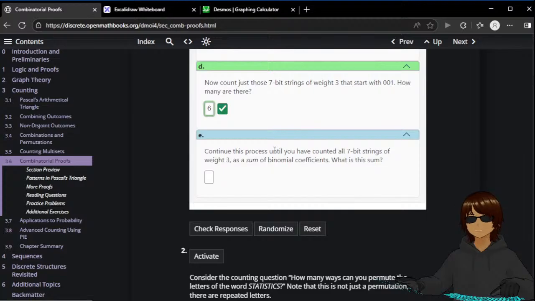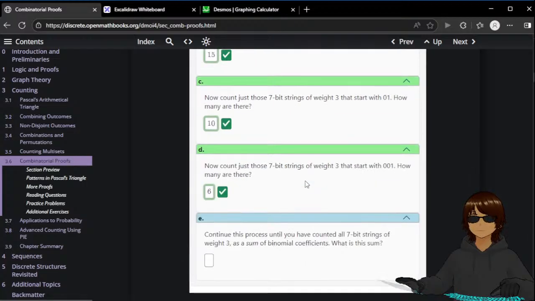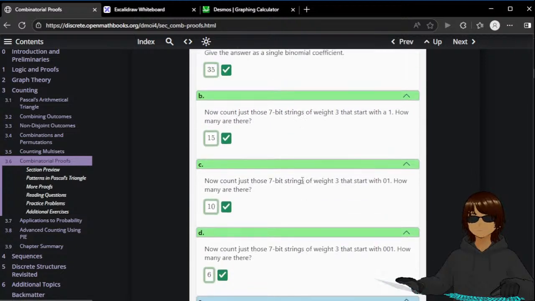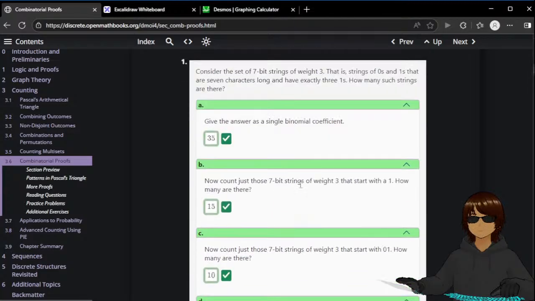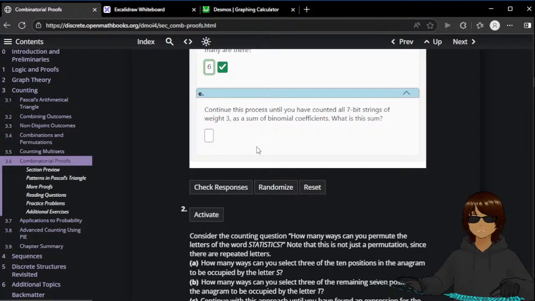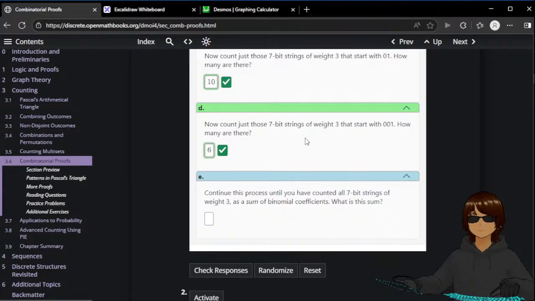Continue this process until you have counted all 7-bit strings of weight 3 as a sum of binomial coefficients. What is this sum? I don't know what they're asking.